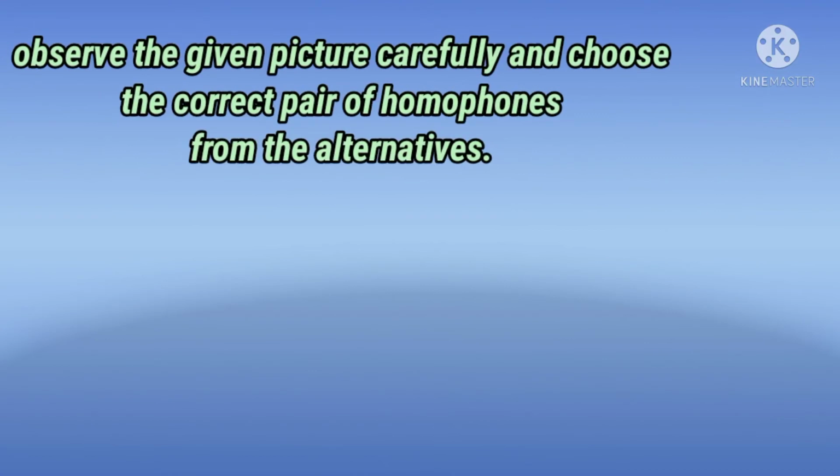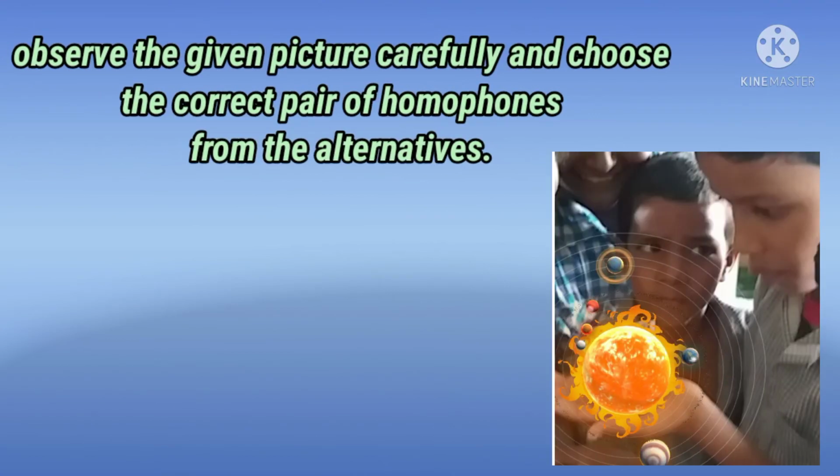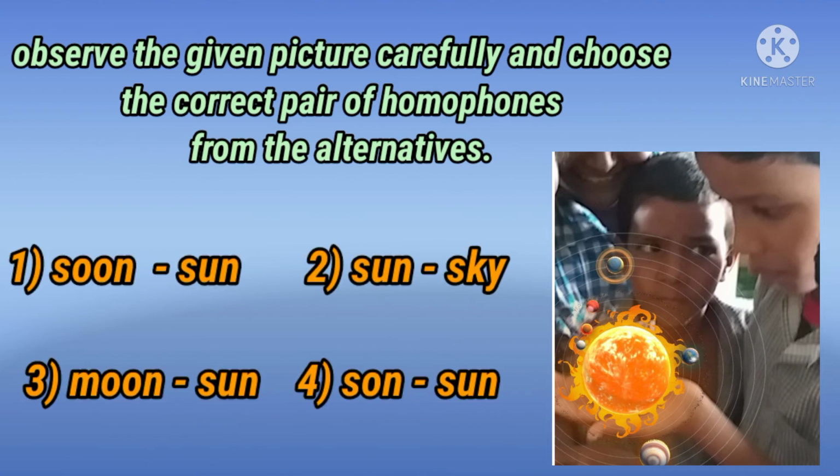Next question. Observe the given picture carefully and choose the correct pair of homophones from the alternatives. Now look at the picture and alternatives are given. First soon, sun. Second sun, sky. Third moon, sun. And fourth sun, son. And our answer is sun, son. Option number 4.